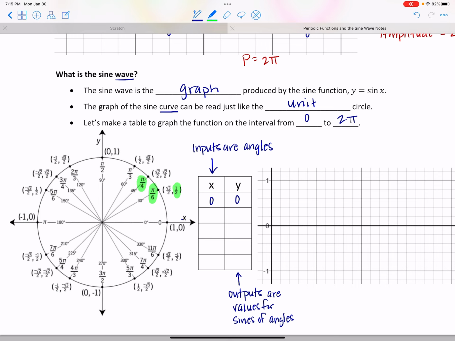And the same with pi over 4 or 45 degrees. I have radical 2 over 2. I definitely don't want to graph that. And pi over 3, we're at radical 3 over 2. I definitely don't want to graph that. Although we can see the values are increasing, right? The y values are increasing because the y values are getting higher.